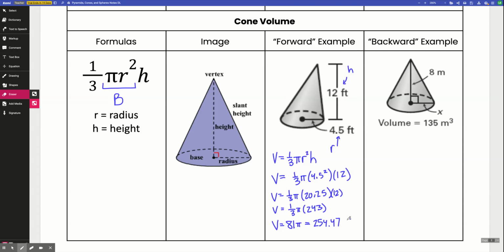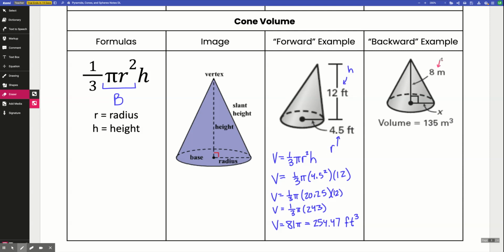And then the very last thing I need is my units, which would be feet, because it's feet in the problem, and it's feet cubed. Okay? So that's a very typical forwards example, all right? So let's do one more here. Let's do a backwards example.